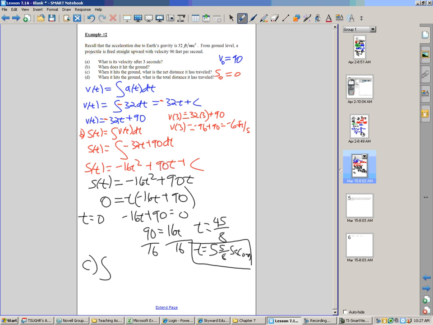The definite integral of the velocity function over this entire time, here's how you can write the definite integral. From 0 to 45/8 of this velocity function is going to be 0.